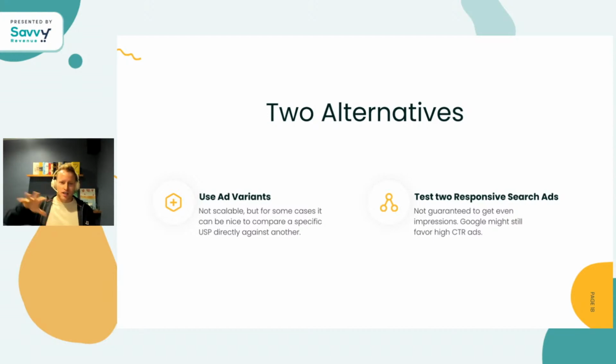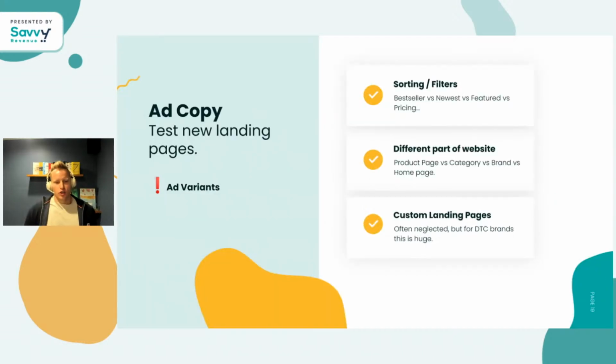The other option is to test 2 different responsive search ads. In one, you can be heavy on promotions, another heavy on free shipping, and another heavy on newest selection now available, or new out now, or whatever. So you can test 2 or 3. The only issue is it's not guaranteed to give you even impressions, like 33%, 33%, 33%. That is not guaranteed. So use it with a grain of salt when you have to.